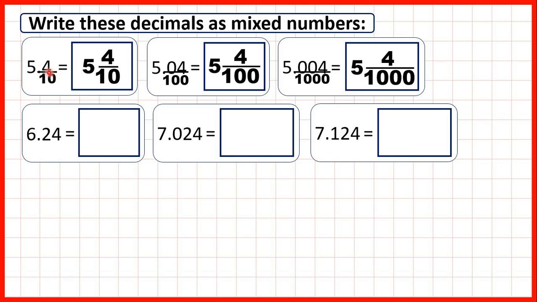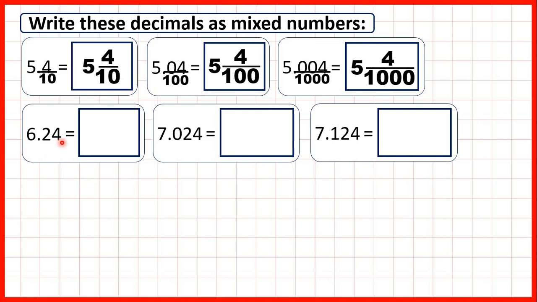So notice, when there was one digit after the decimal point, we drew a line across with a denominator of 10, so 1 zero. When there were two digits after the decimal point, the denominator was 100, so 2 zeros. And when there were three digits after the decimal point, we drew a line across and our denominator was 1,000, so 3 zeros.